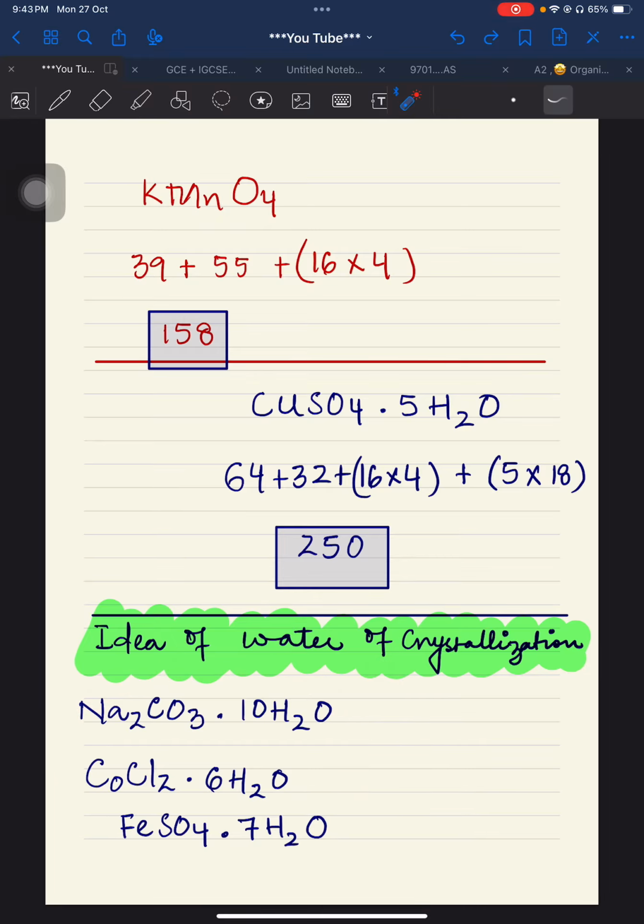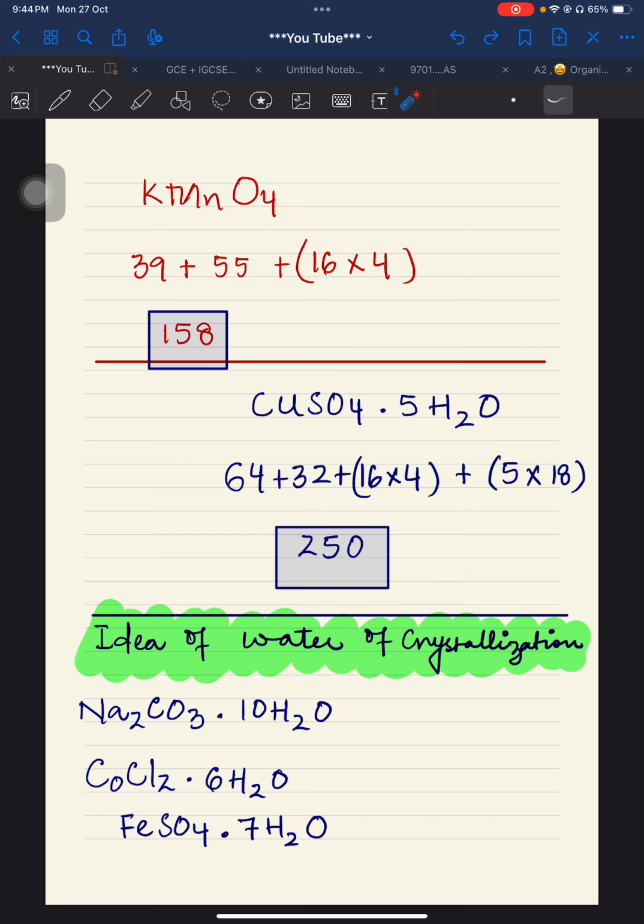These examples are written over there as well. Do we need to memorize these numbers of water molecules? No, there is no need to memorize the specific number of water molecules adjoined with a compound. It is not compulsory to memorize that, but a student should have an idea that this dot is the representative of water of crystallization.